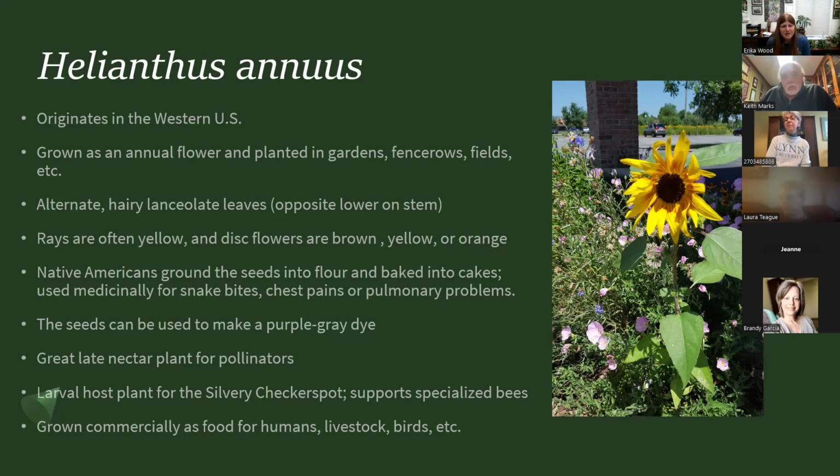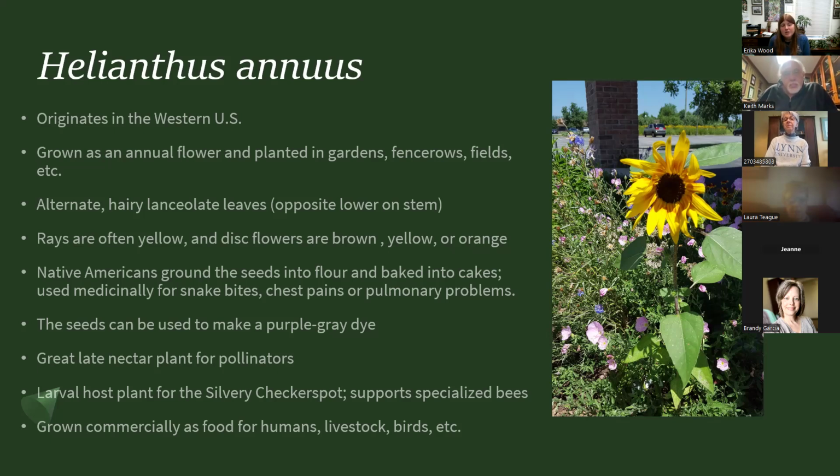And so that's what I'll talk about next. A lot of times when we plant these seeds, they're going to be blooming during the mid to late summer months into the fall. And so it's a great late nectar source for pollinators. It also is a good host plant because a lot of different Helianthus species are found natively in the US, for things like the silvery checkerspot butterfly, and it helps support different specialized bee populations as well. So it's really good to be growing Helianthus in general to help support our insect populations.